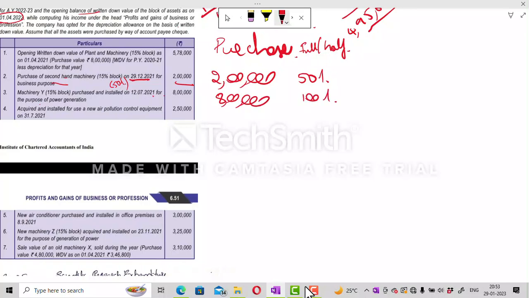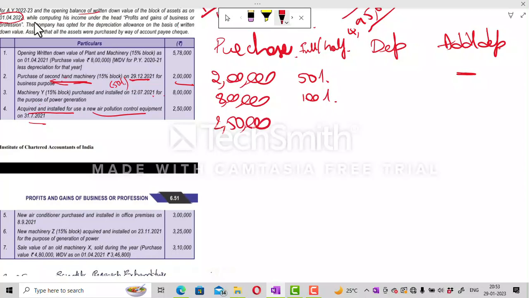See, both are eligible for depreciation and additional depreciation because both are plant and machinery. See, this is not eligible, so here we will give one hyphen. Because it is second hand machinery, we cannot calculate additional depreciation. And acquired and installed new air pollution equipment on 31/7/21. What is the rate for that?